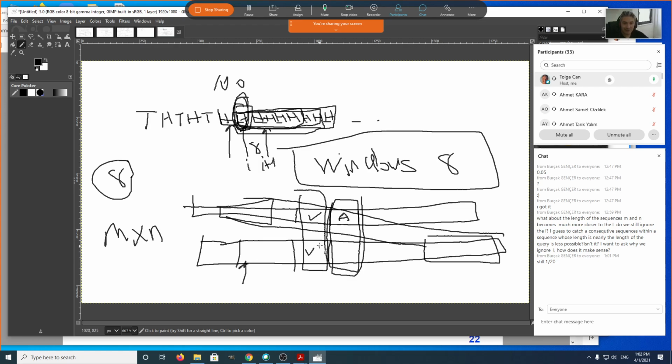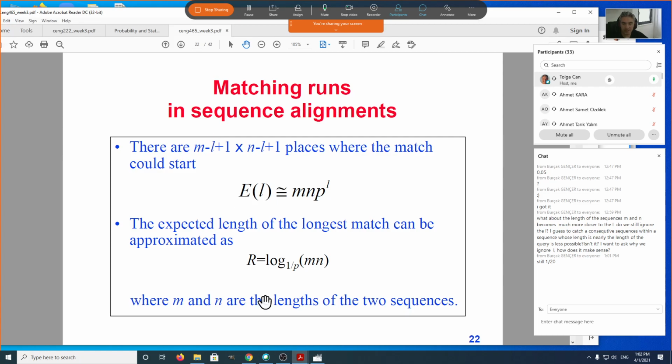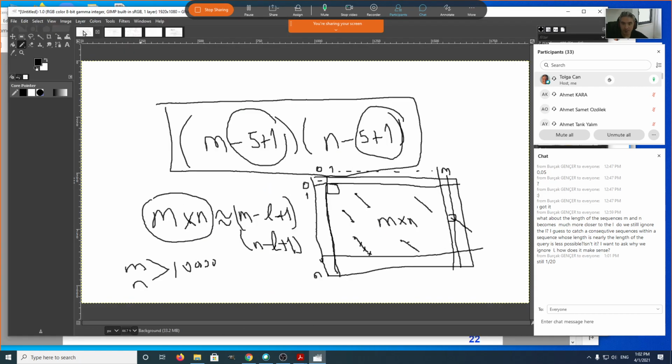Since the independence assumption here is between these individual matching columns, it doesn't change the number of times you can put the diagonals here. The number of diagonals you can put here is still m times n. Those are all sliding windows. For example, this one is an overlapping sliding window with this one. Look at these two diagonals. This diagonal is actually overlapping with this one in the other sequence.